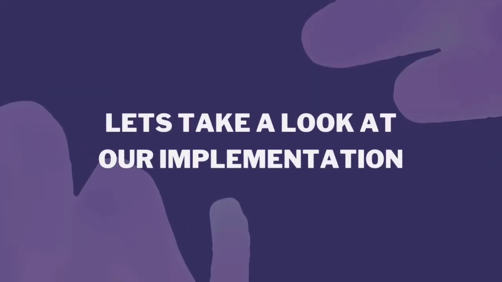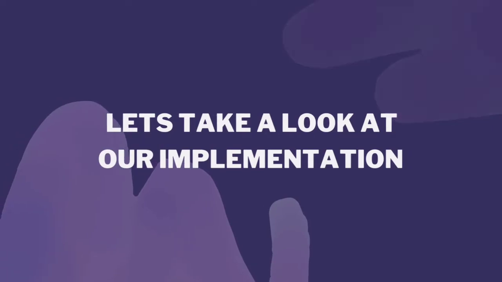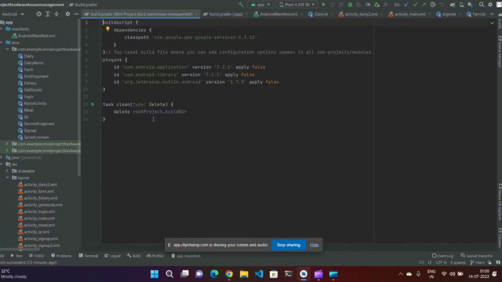Now let's take a look at our implementation. This is our project where we used Android Studio, Kotlin as our programming language, along with Firebase as our database. This is the project component tree, where we have various Kotlin files to perform various functions in this app. We have our item files such as dairy, farm, fishery, and meat. We have Kotlin files for login and sign up along with a cool splash screen.